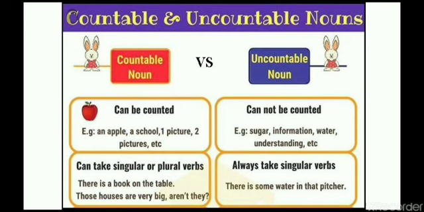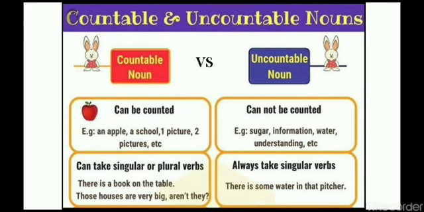Let's come to countable and uncountable nouns. Countable and uncountable nouns give their meanings in their names itself. Countable nouns can be counted, whereas uncountable nouns cannot be counted. Examples of countable nouns are an apple, a school, one picture, two pictures, etc. Whereas examples of uncountable nouns are sugar, information, water, understanding, etc.